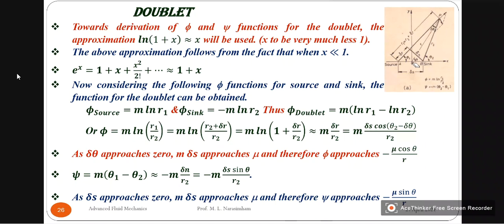Now from the triangle we can say this angle, because this distance and this distance are same, so this is an isosceles triangle. So this angle and this angle are same. So this side and this side will be same. So therefore, this is delta R. So I can write R1 is equal to R2 plus delta R. Again, the approximation here is this R2 is same as this distance.